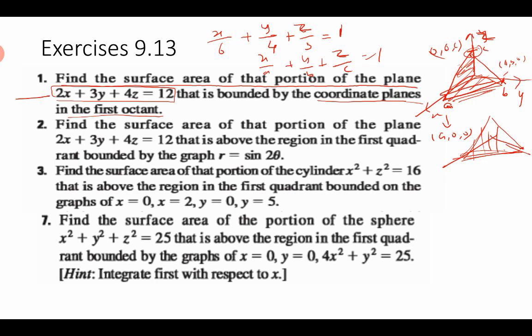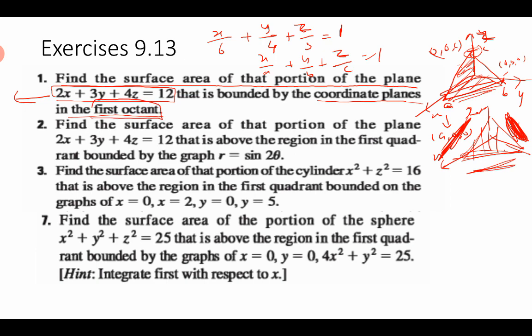Find the surface area of the portion of the plane given here that is bounded by the coordinate planes. What do you mean by coordinate planes? This plane is the xy plane, this is the xz plane, and this is the yz plane. These are called coordinate planes in the first octant.